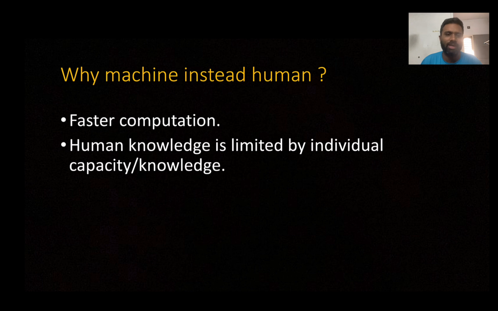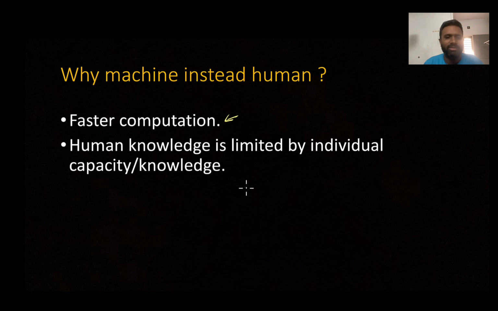Let us see why we want a machine to learn instead of a human. One obvious thing is the machine is always faster in computation. You might have even observed that for a certain task, the machine is many times faster. Even in ChatGPT, you write a query, it will give the answer very fast. So it is faster in computation, and human knowledge is always limited by individual capacity or knowledge.